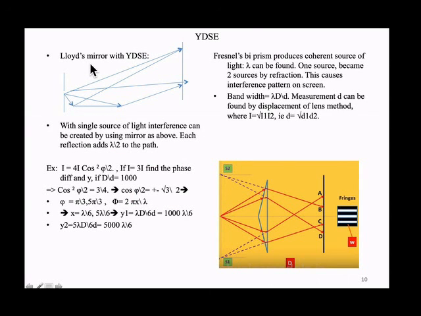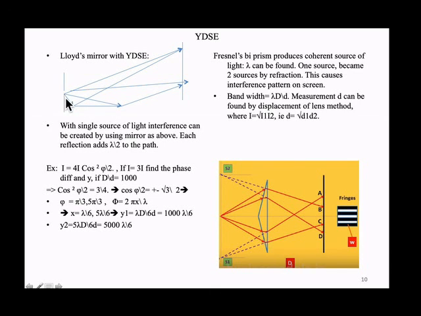Now let us understand Lloyd's mirror with the YDSE experiment. YDSE means Young's double slit experiment. We need two monochromatic sources. Suppose 2 slits, and here one monochromatic source. Here with one slit itself, with one opening itself, I am getting 2 light sources. How? One light source is going like this, because with a small opening it can go like this also. That is one light source. For the other light source, there is a mirror here. This is the mirror.